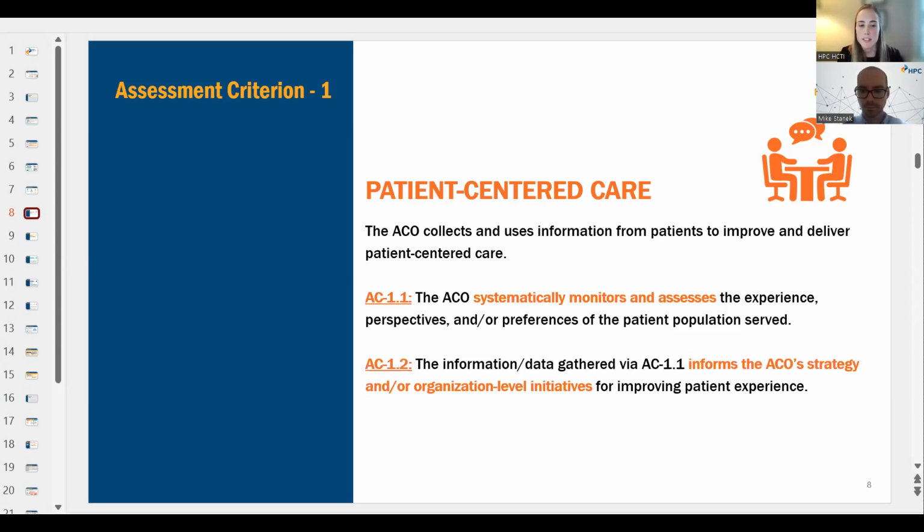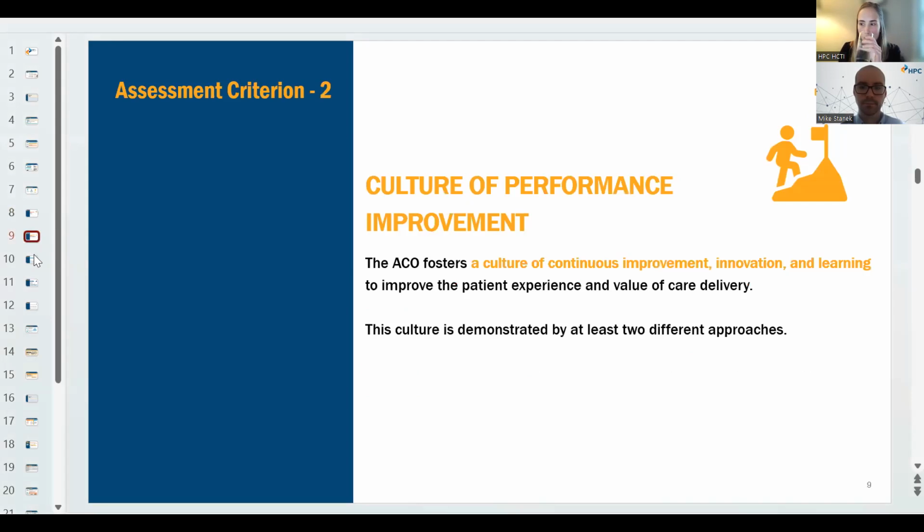In a few slides on this criterion in particular, I'll go into a deeper dive and actually walk through the specific approaches that we're looking for here. But I will say for all criteria, including this one, we do provide considerably more guidance in the PUG document in terms of meeting the standard.